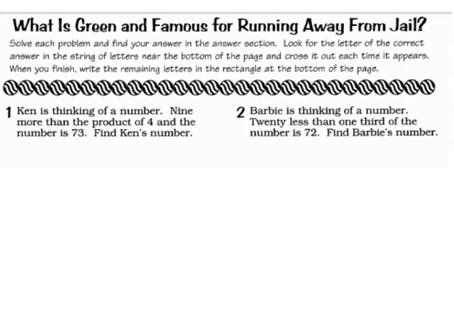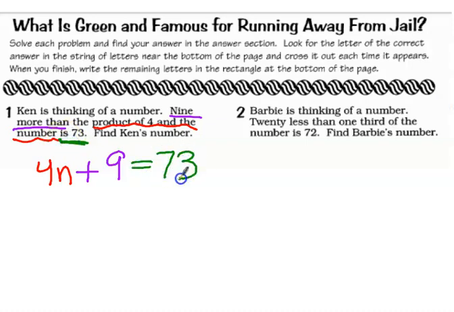Find Ken's number. So I know 9 more than is something to do with plus. And then it says the product of 4 and a number, so 4n, or you could use any variable, any letter. And then it says is 73, so that equals 73. So solve this problem, and you should have gotten n equals 16.